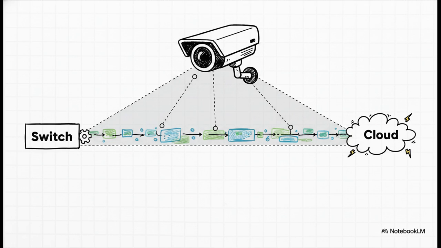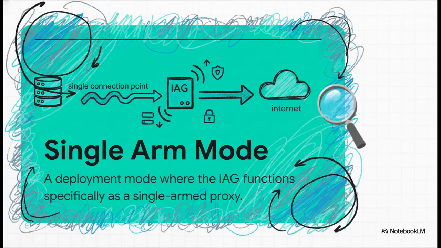It's totally risk-free auditing. The documentation also quickly mentions single-armed mode, which functions specifically as a single-armed proxy. The community generally reserves this one for really specialized environments where inline or mirror deployments simply aren't feasible.